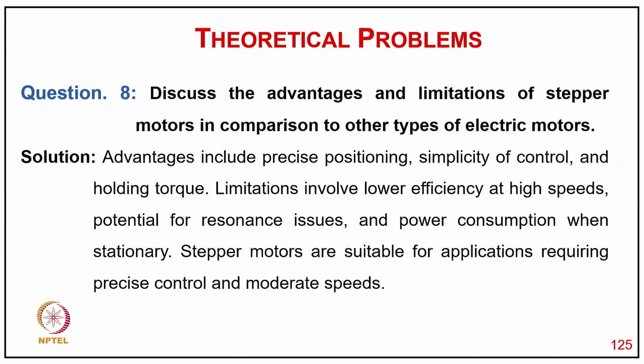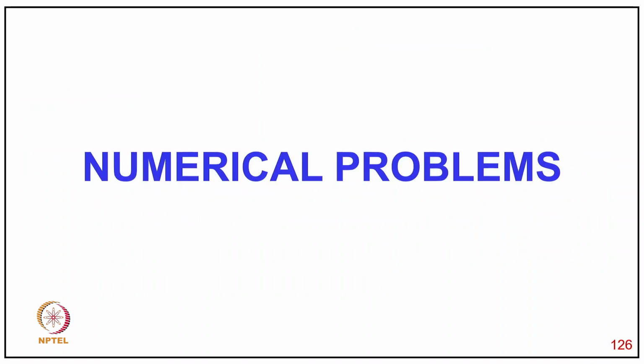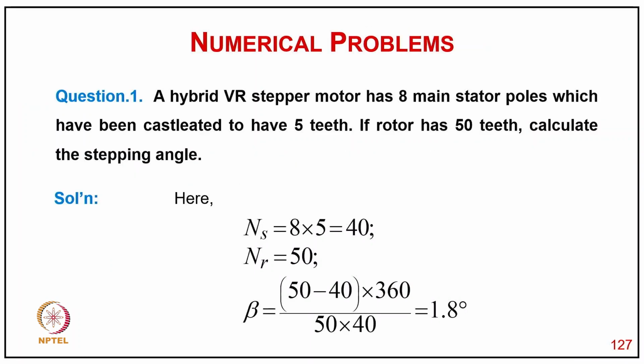Question 8. Discuss the advantages and limitations of stepper motor in comparison to other types of electric motor. The advantages include precise positioning, simplicity of control, and the holding torque. Limitations involve lower efficiency at high speed, potential for resonance issues, and power consumption when stationary. And stepper motors are suitable for applications requiring precise control and moderate speed. Now coming to numerical problems.